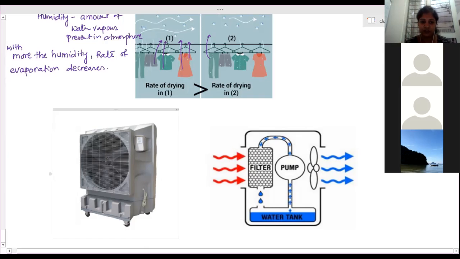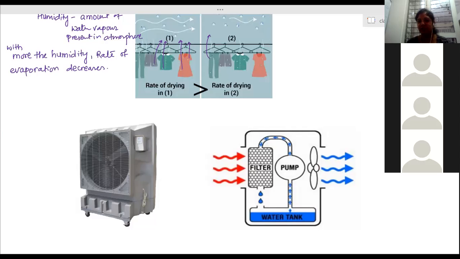Able to understand? Have you seen that anytime? Is anyone using one? Yes, ma'am, I have seen it once. In the north it is used much more because there are much hotter areas.